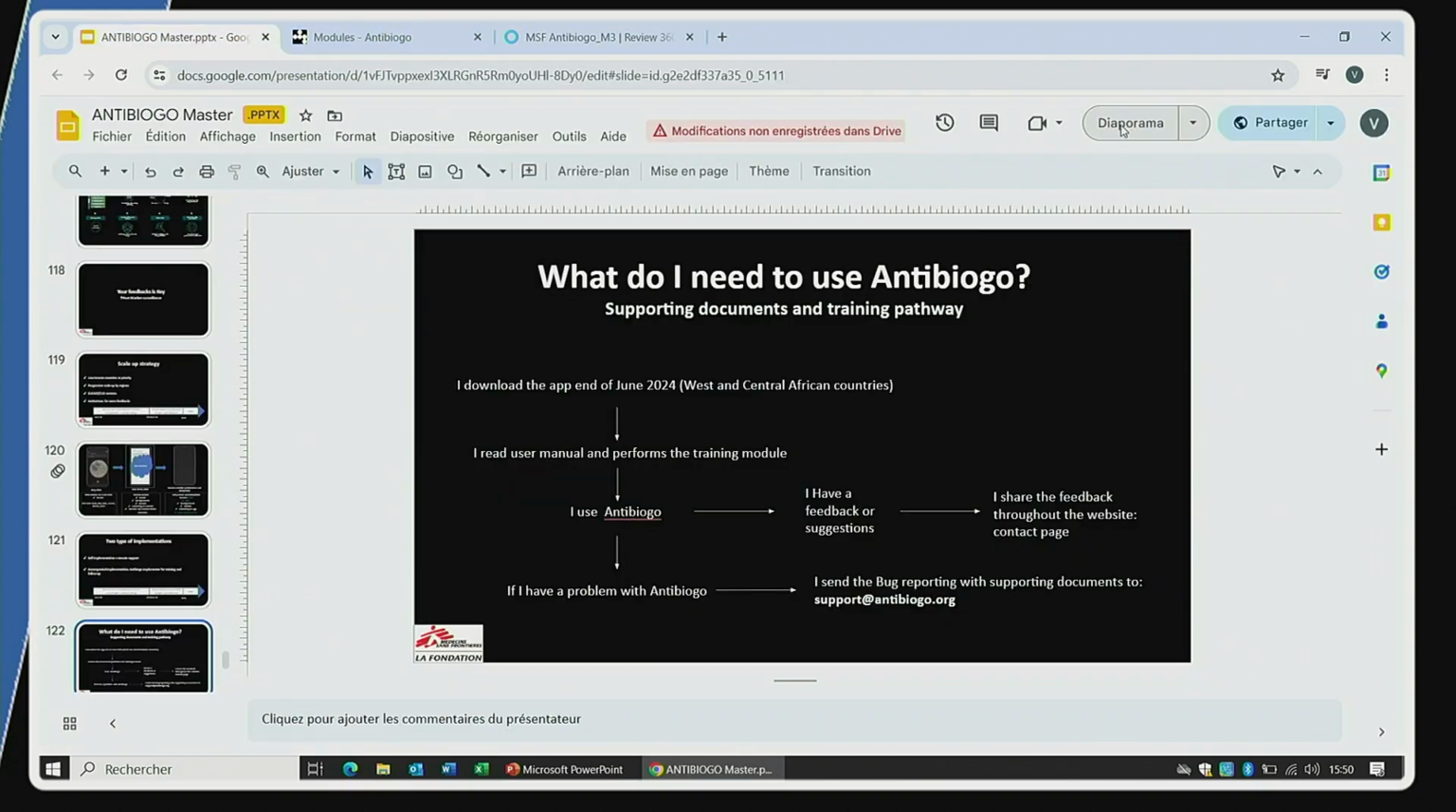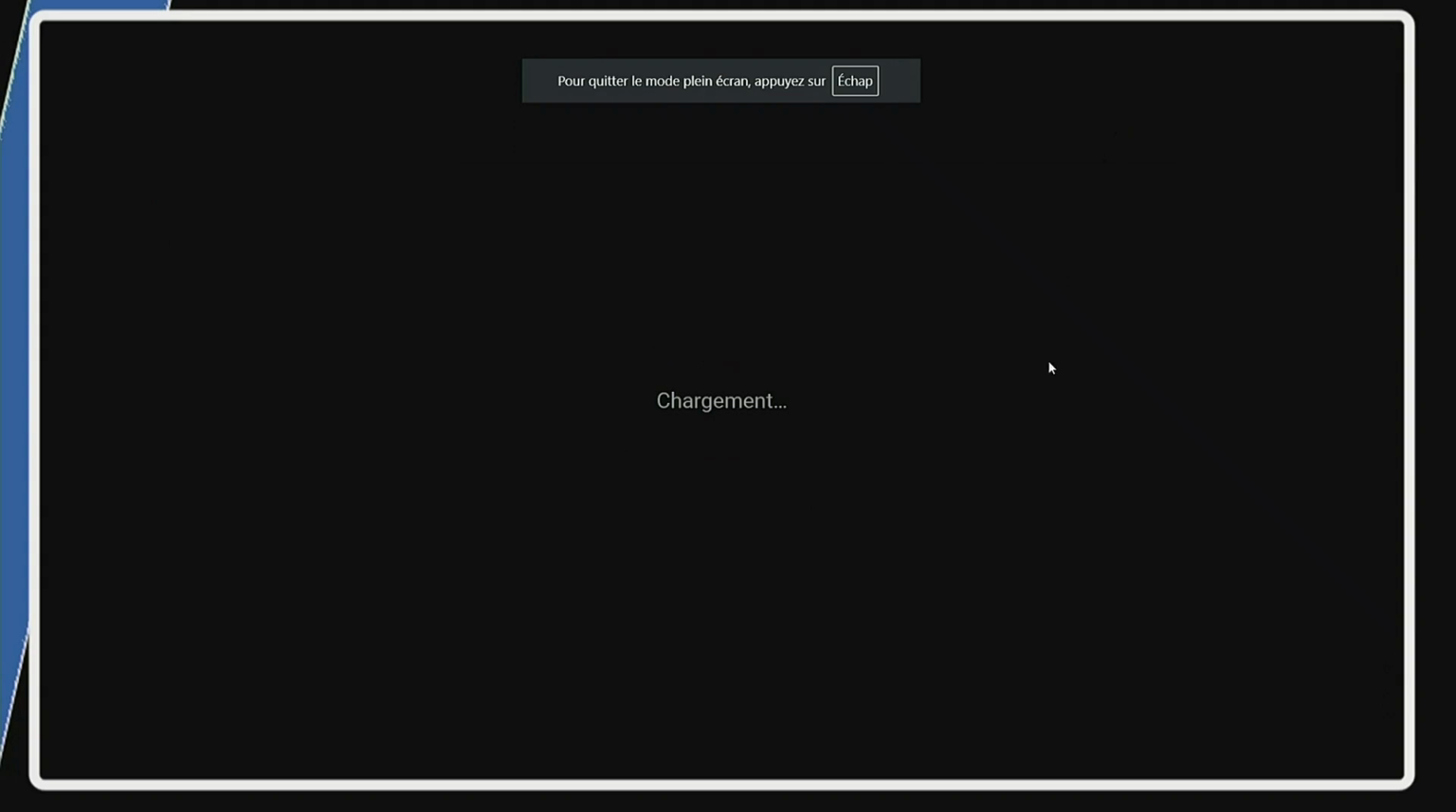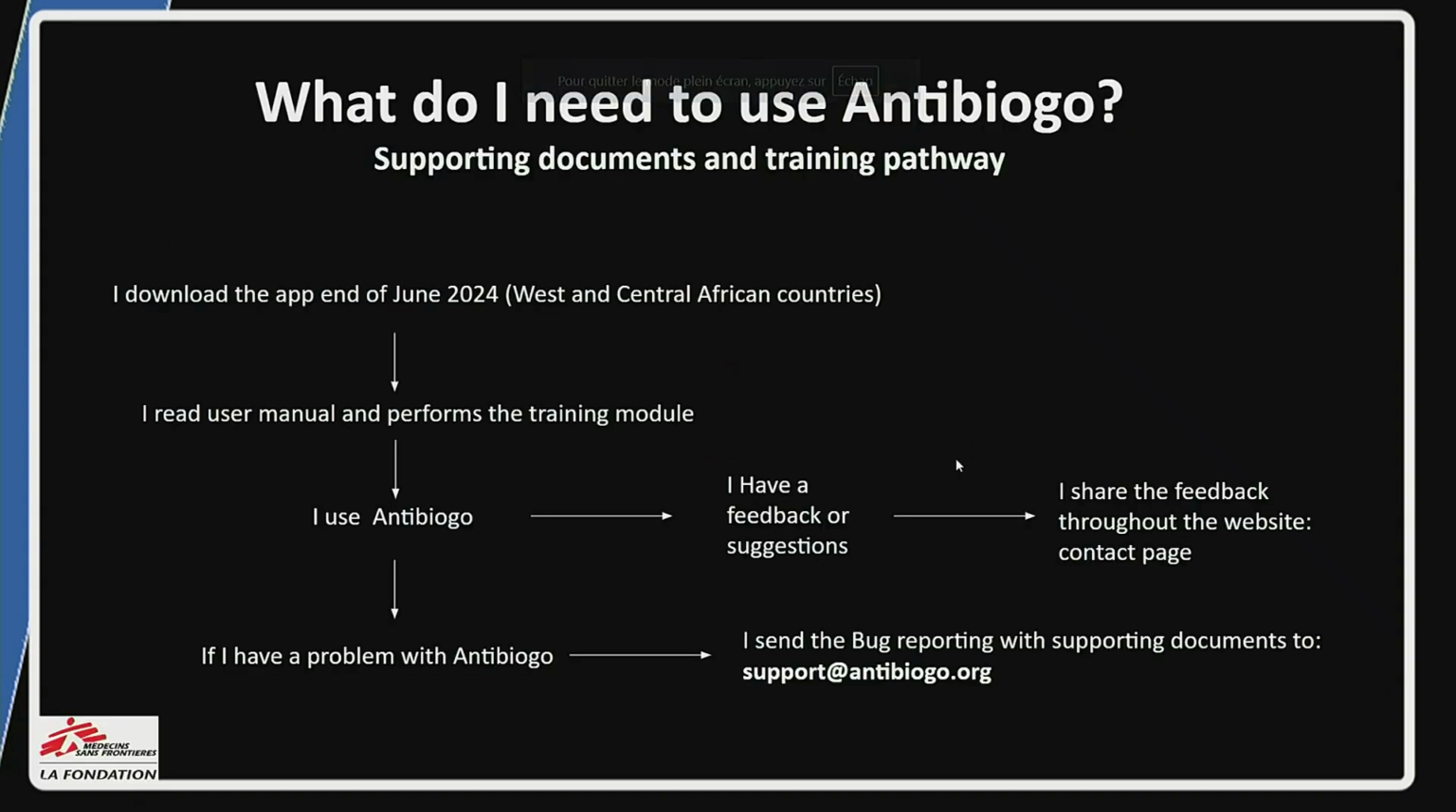So you are a user and you want to use Antibiogo right now. By end of June, if you are a Western or Central African Ministry of Health or institution, you can just go on the website. You will download the app. In terms of training path, the user manual plus the training module are really recommended before starting using the app. And then if you have any feedback, you can also provide it through the contact page.